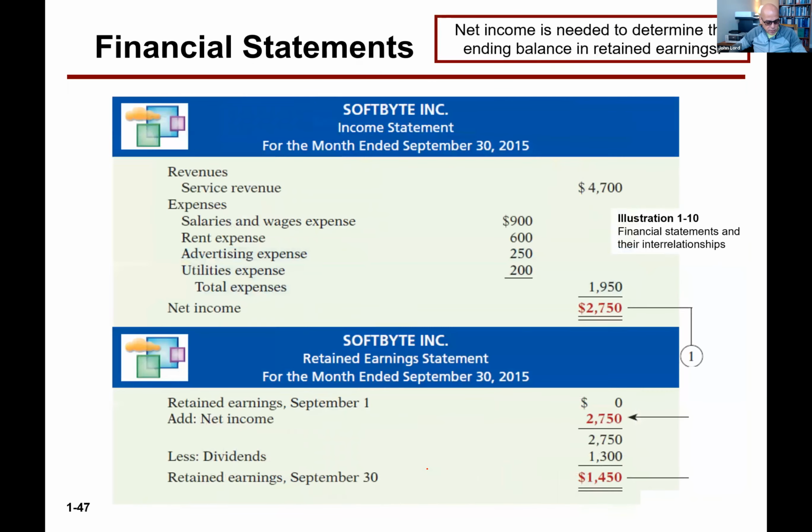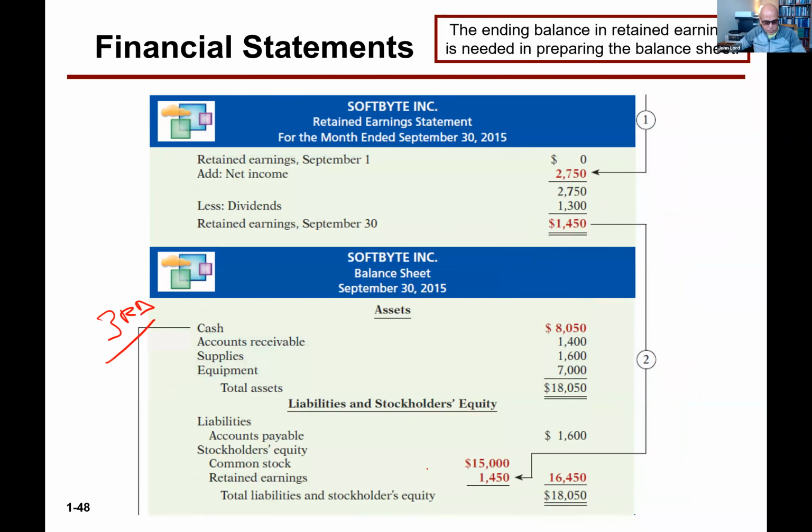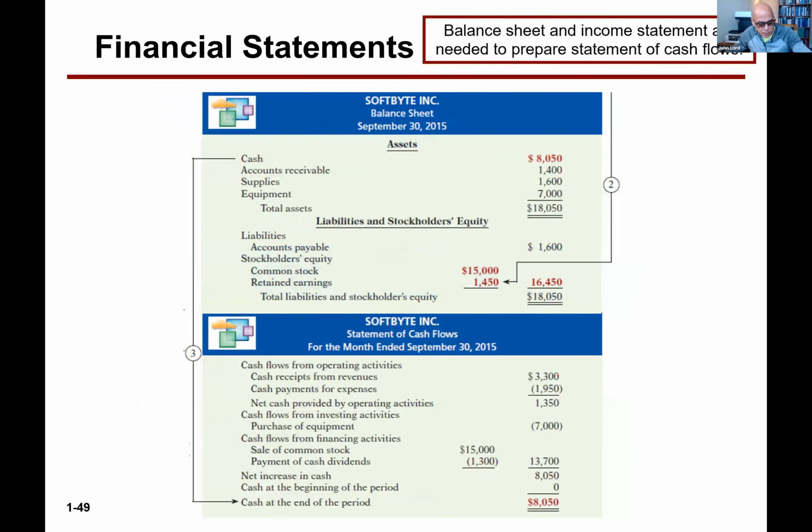They just list the different accounts, cash 850, receivable 14, and so on. Add that up, that's my total assets. Liabilities 16, common stock 15, and pull the retained earnings down from the statement of retained earnings, and the balance sheet balances. Statement of cash flows, another class.